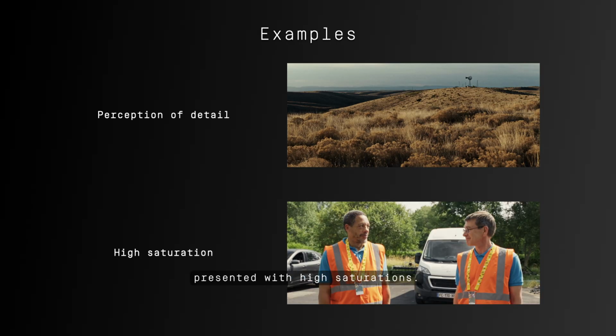Another example can be presented with high saturations. If I look at a road worker outside, I will not feel overwhelmed by their orange vest. I will just identify her or him as a worker. But if I were to display the same amount of saturation on a movie screen, the orange of the vest could be distracting and turn me away from the focus point of the shot.